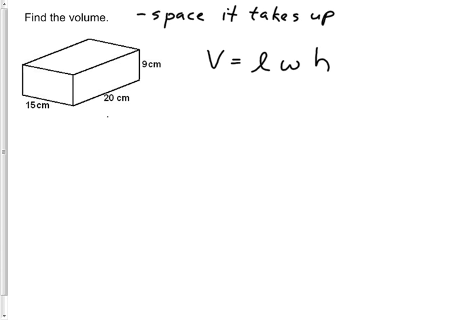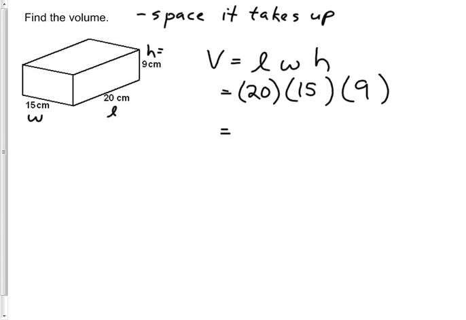So we're going to use a length here of 20 centimeters, width of 15 centimeters, and a height of 9 centimeters. And really, it doesn't matter which one you choose to be your length, your width, and your height, because we're just multiplying them all together. So let's sub our values into our formula here. We're going to put brackets for each one of our 3 variables, and we're going to put in 20, 15, and 9, and then we're just multiplying these 3 things together.